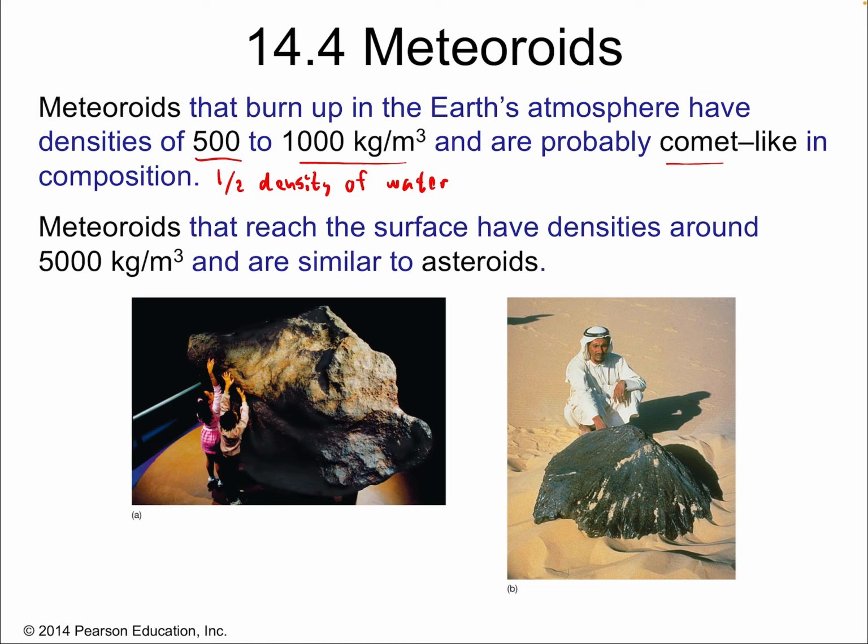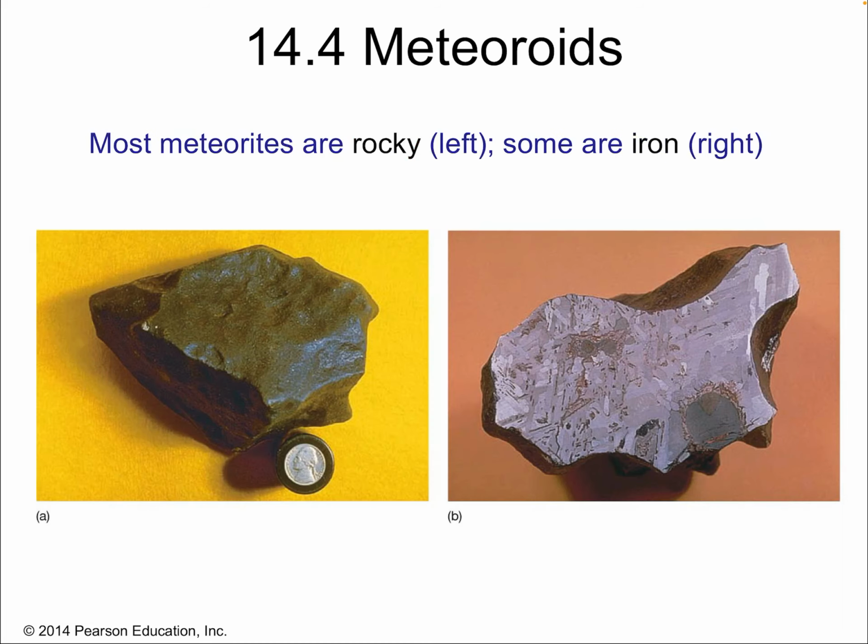On the other hand, meteoroids that reach the surface have densities of about 5,000 kilograms per cubic meter, five times that of water, and these are similar to asteroids, right? They're rocky. They're probably silica type. There's probably some carbonaceous ones as well, and also the rare nickel or iron type asteroid. Here are some examples of some large asteroids that have embedded in the Earth. Now, meteorites, right?